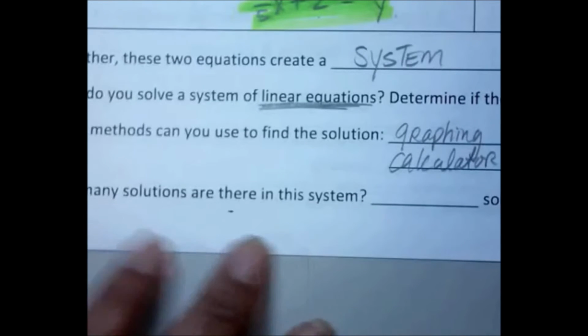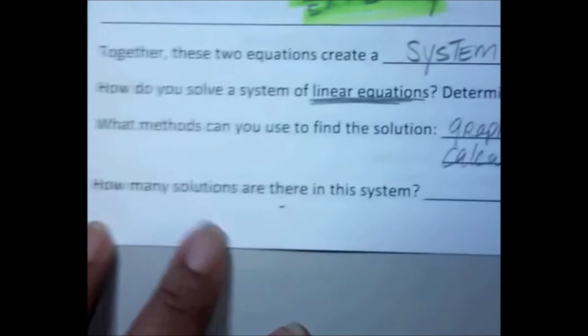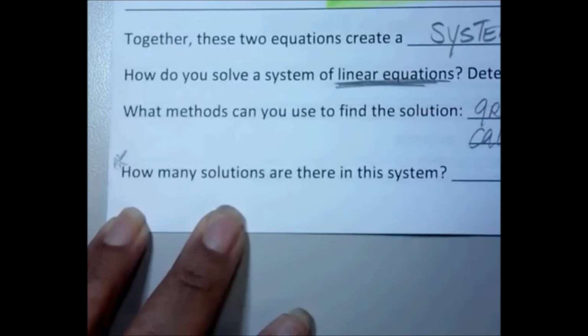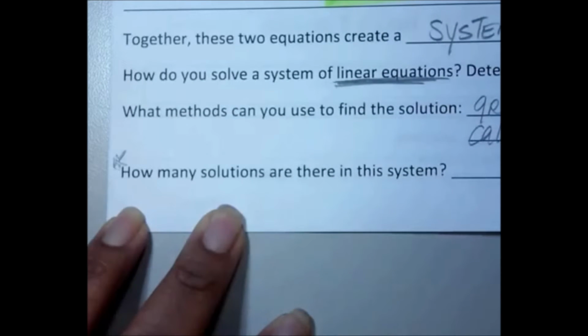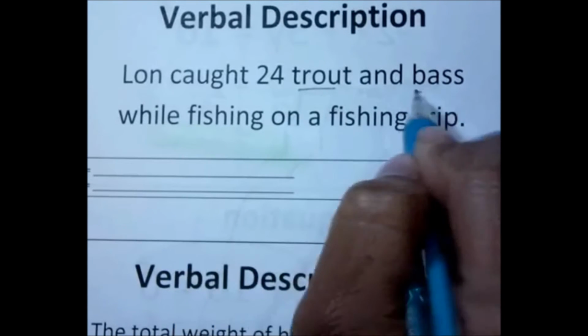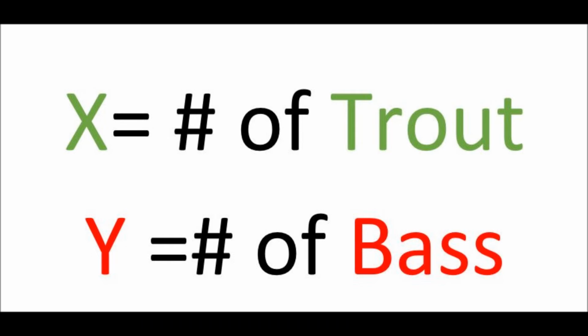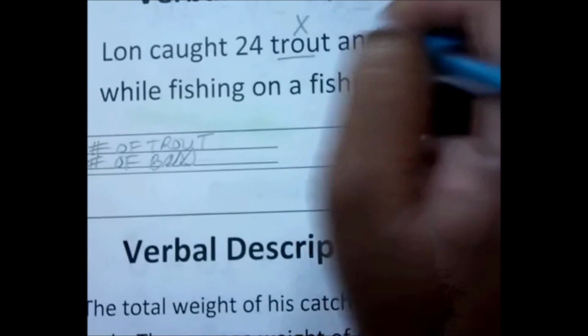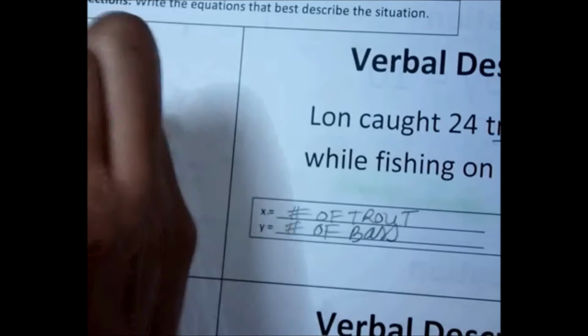You should be able to answer this, and I'm going to let you answer that last question and show your teachers after the video is over. Colin caught 24 trout and bass while fishing on a fishing trip. So this is X, this is Y, and when I put that together, that is X plus Y equals 24.